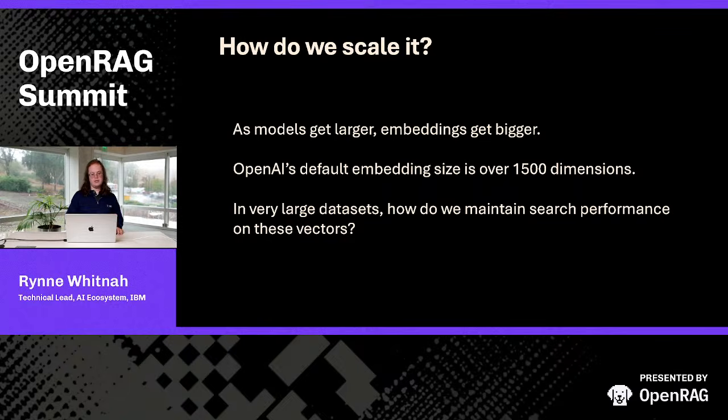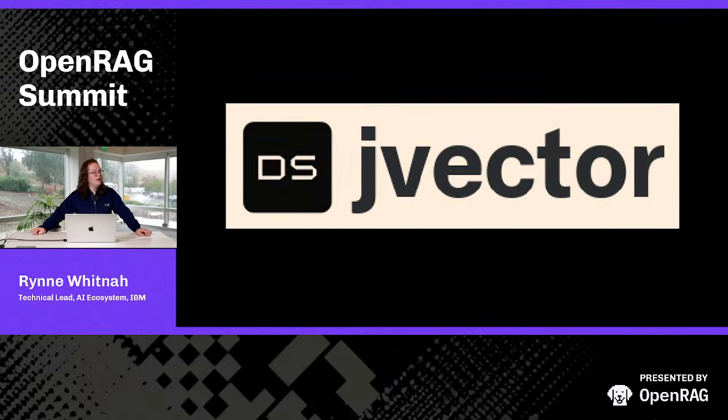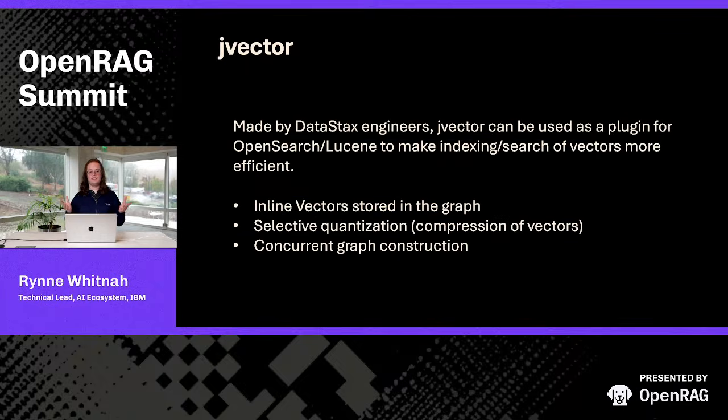And we think that one of the most interesting ways of doing that is JVector. JVector is an open source library written by the DataStax team, and there's a plugin that uses it for OpenSearch. It plugs into the Lucene core of OpenSearch, and it provides a much more efficient way of doing large-scale vector ingestion and retrieval. It has inline vectors stored in the graph, so it can find those very quickly. It can compress those vectors using selective quantization. And across multiple nodes in the cluster, it can do concurrent graph construction to combine those together into an effective queryable graph in real time.